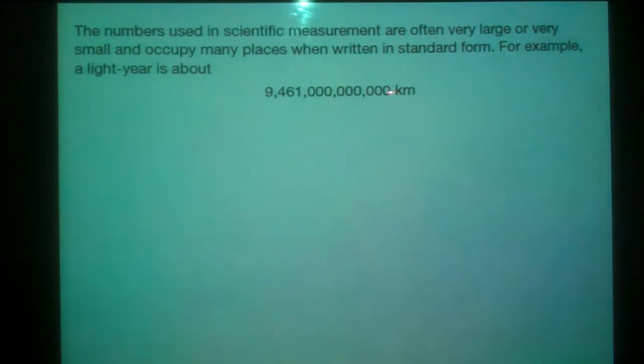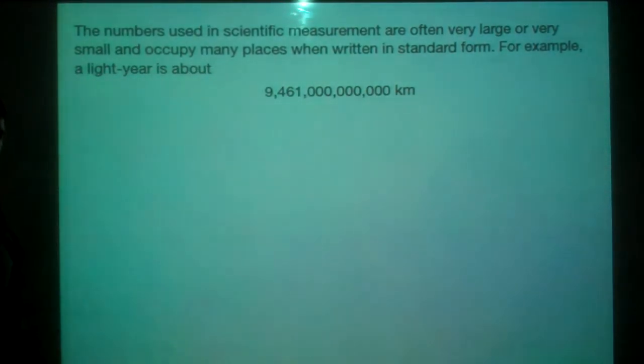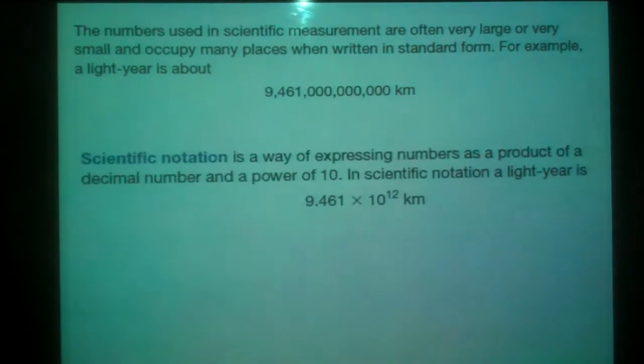So we've got hundreds, thousands, millions, billions, trillions. So we've got 9,461,000,000,000 kilometers. So very large number. And when we're working with a lot of large numbers all at once, it's kind of hard and a little tiring to write out all the numbers this way, especially if we're going to rewrite them a whole bunch.